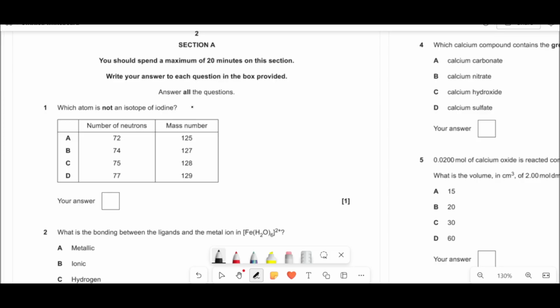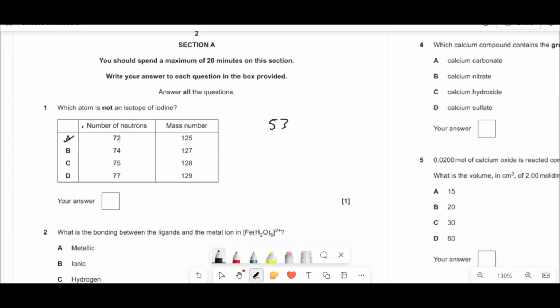Now it says which one of these is not an isotope of iodine. So an isotope, remember, is where you have a different number of neutrons, and that's about it, right? If I look at my periodic table, the proton number of iodine is 53, so it's got 53 protons. We need to have a look at this and see which one of these do not add up to their respective proton numbers. So 72 plus 53 does give you 125, so that is indeed an isotope.